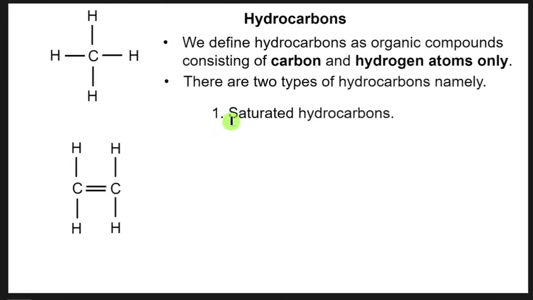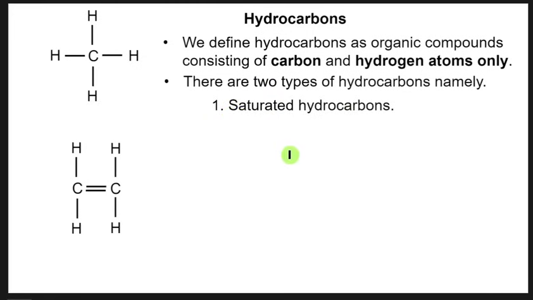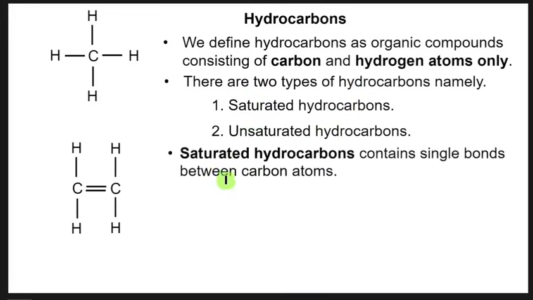All right. So we are saying there are two types of hydrocarbons. Namely, we have what we call saturated hydrocarbons and what we call unsaturated hydrocarbons. So what are saturated hydrocarbons? Saturated hydrocarbons are hydrocarbons that contain single bonds between carbon atoms.